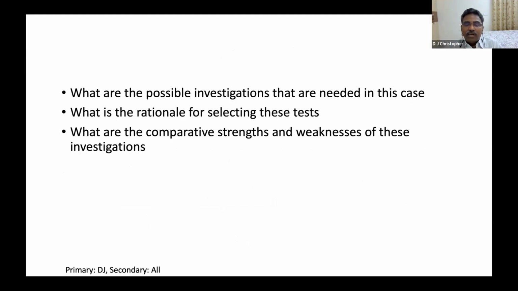So I would start with basic tests. I would do total differential counts. I would like to know the eosinophil counts. If required, work out absolute eosinophil counts to see if a high eosinophil count is significantly high.